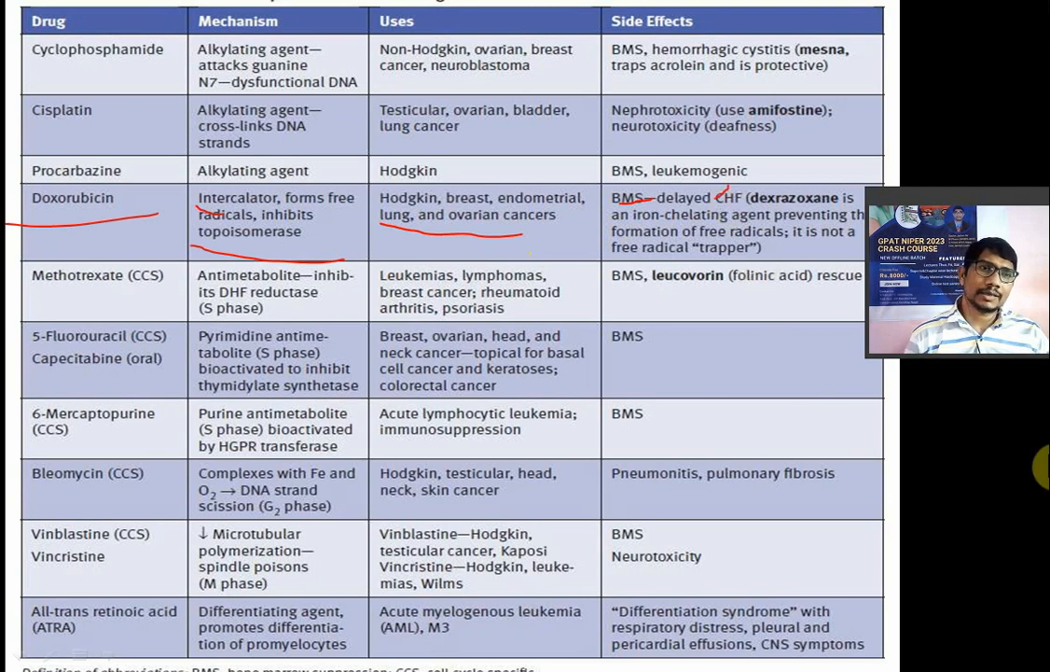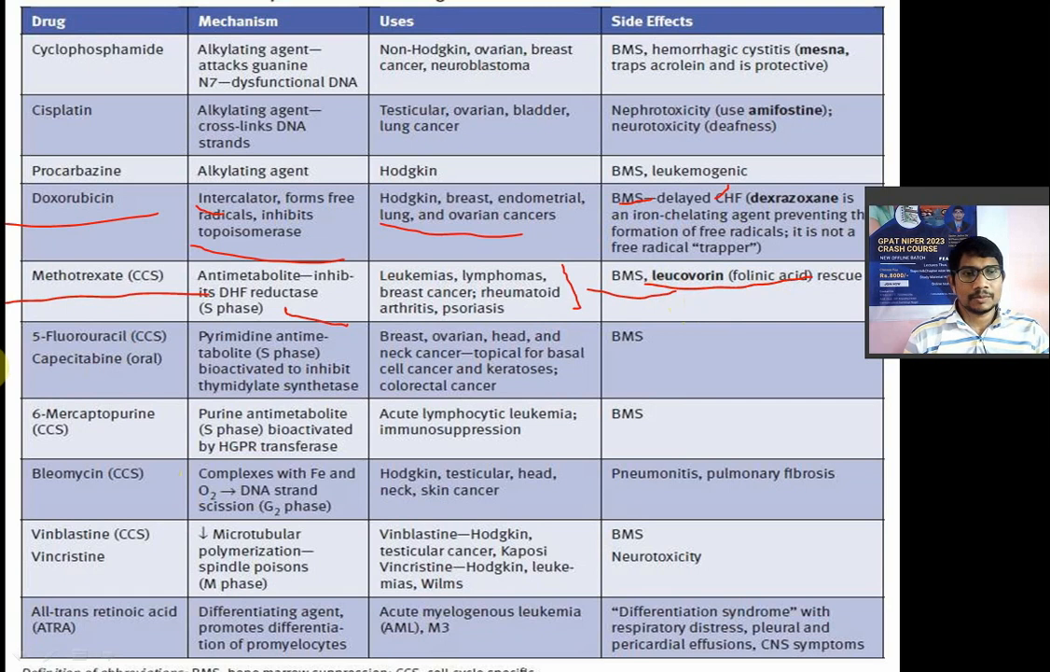Methotrexate is the next drug, known as an antimetabolite. It is a cell cycle specific drug. It is a folic acid synthesis inhibitor, a dihydrofolate reductase inhibitor. It acts on the S phase. It is used in leukemia, lymphomas, breast cancer, rheumatoid arthritis, psoriasis. Again, the adverse effect is bone marrow suppression. To prevent the toxicity, leucovorin is used. Folic acid is used to reduce the toxicity of methotrexate.